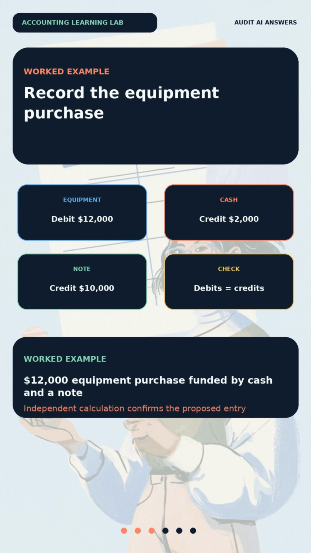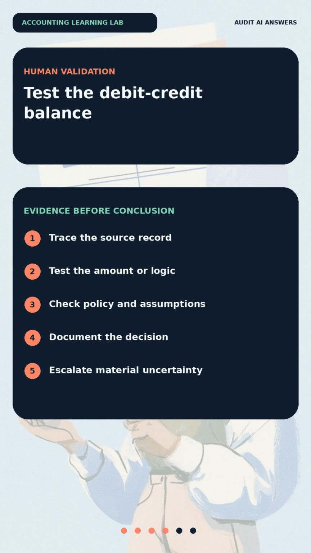Audit it in 3 moves. First, check the transaction. Cash paid is only $2,000, so the cash credit is overstated. Second, check the equation. The complete entry should debit equipment $12,000, credit cash $2,000, and credit notes payable $10,000. Third, check balance. Total debits equal $12,000 and total credits also equal $12,000. The corrected answer explains both the entry and why the financing creates a liability.